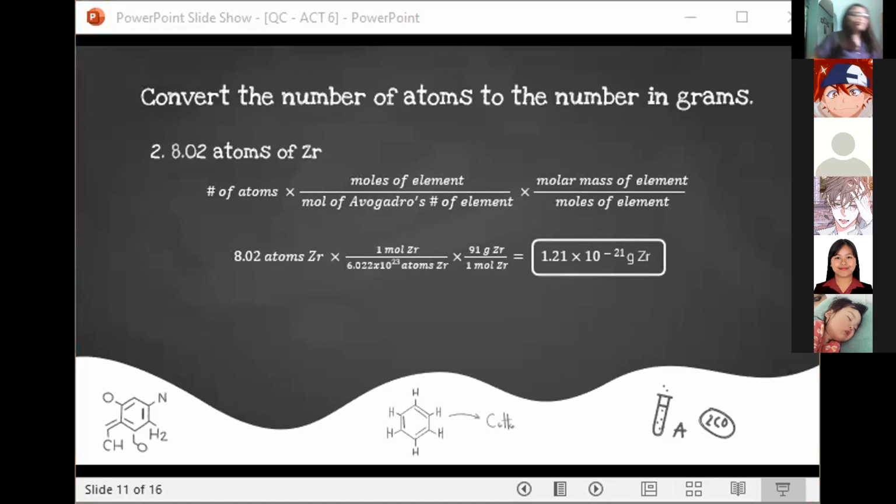Yeah, depende po din siya sa calculator actually. So you really have to know what type of calculator you have and how to execute the computation correctly. So this one, the given is 8.0.